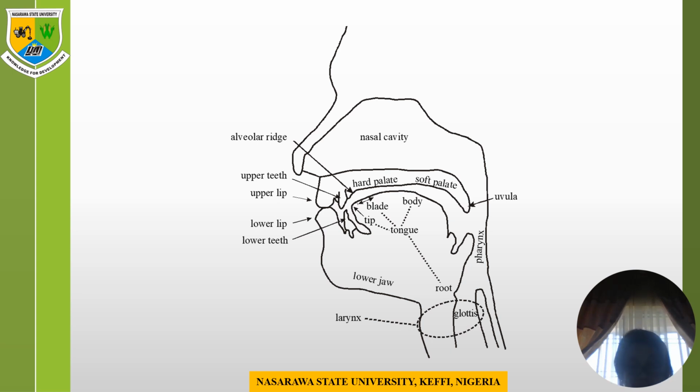Here in front, foremost you have the upper and lower lips. Behind you have the upper and lower teeth. Thereafter you have the alveolar ridge, and then the tongue containing the tip, the blade, the body, and the root. Then you have the lower jaw, you have the pharynx or the pharyngeal tube, you have the larynx containing the vocal folds, and the opening between these two vocal folds is called the glottis. Then above the tongue you have your hard palate, the soft palate, the uvula, and then above the hard palate you have the nasal cavity.